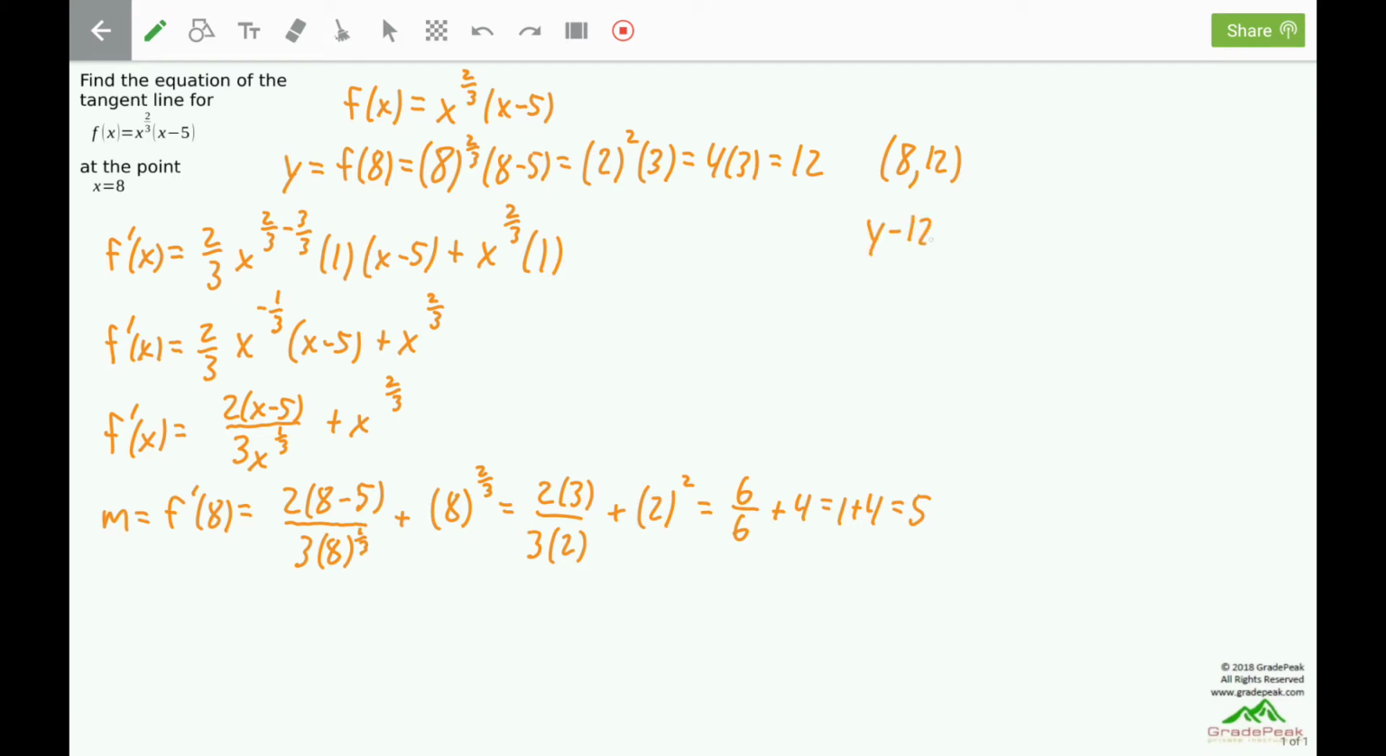Y minus the y coordinate, which is a 12, equals the slope, which is a 5, times x minus the x coordinate, that's an 8. I want to solve for y, because generally we write the equation of a line that way. So I'll distribute the 5 in, 5x minus 40, and now we're going to add 12 to both sides, so that'll be 5x minus 40 plus 12 is minus 28. There's the equation of the tangent line to that function at that point.